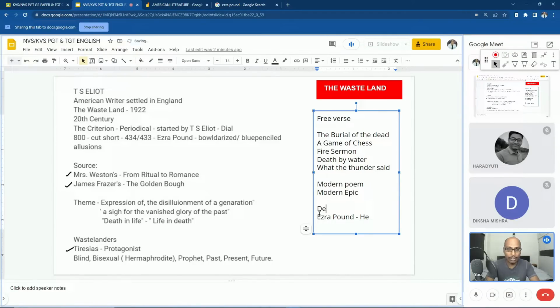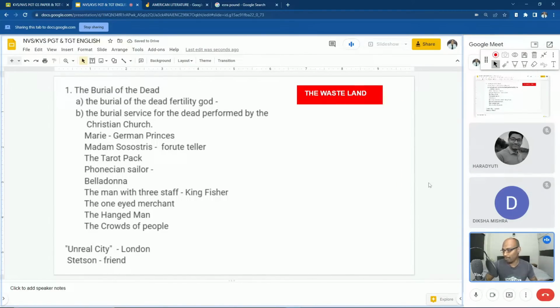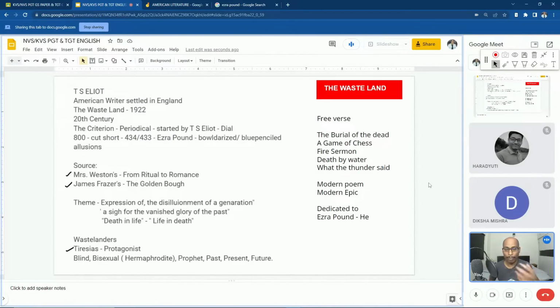So it is dedicated to whom, Goji? Ezra Pound, sir. Dedicated to Ezra Pound. Now let us, okay, before going into the explanation of the text, do you have any questions with the information which I have provided to you? No, sir.